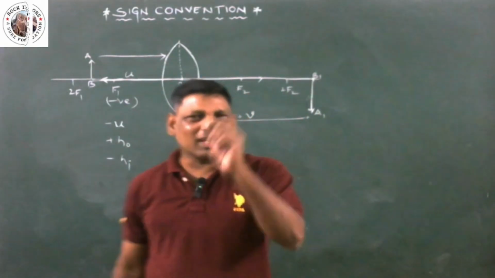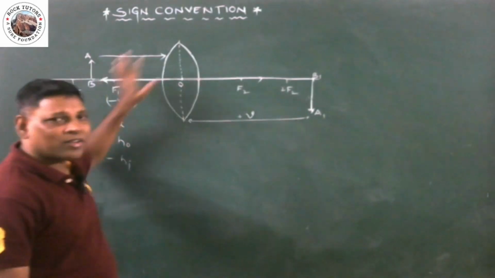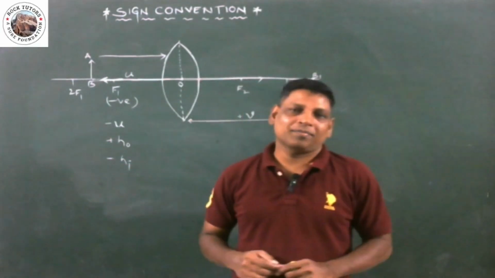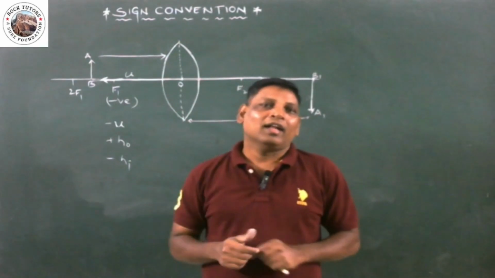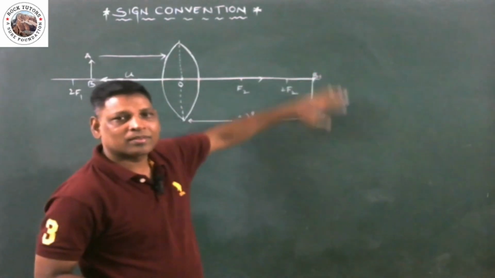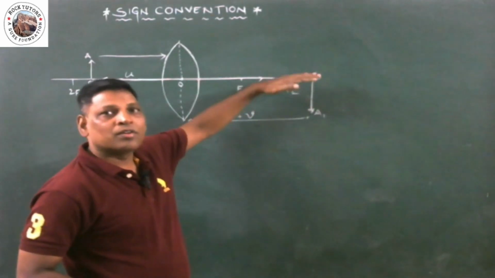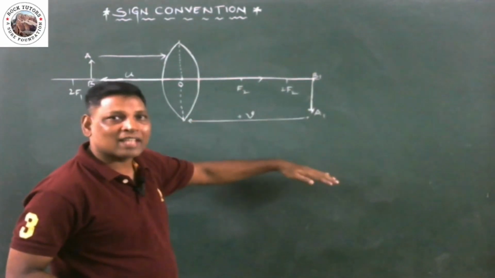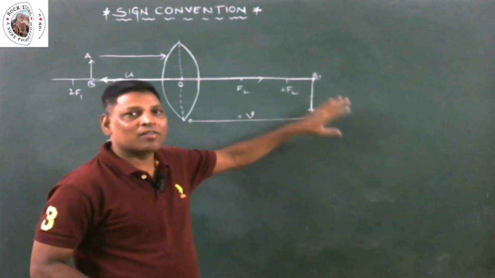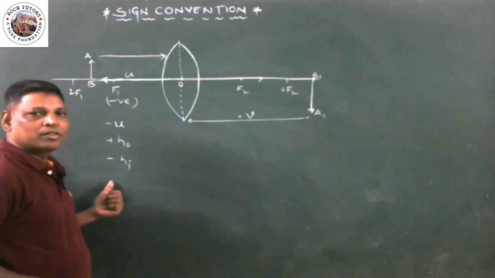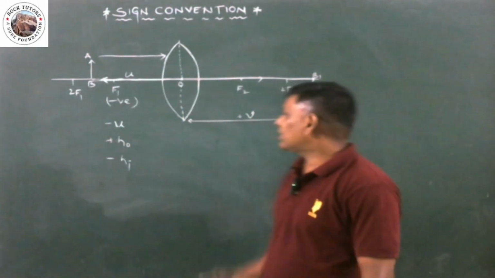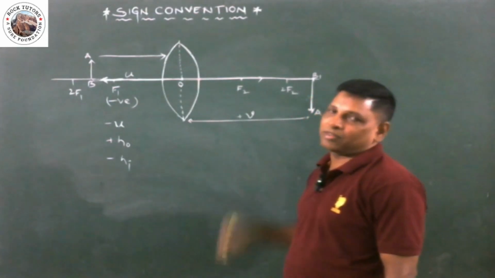Now if you observe, in a convex lens we get two kinds of images, real as well as virtual. This is a real image, that's why it forms below the principal axis. So the height of the image is always negative. For real images, the size of the image is always negative.